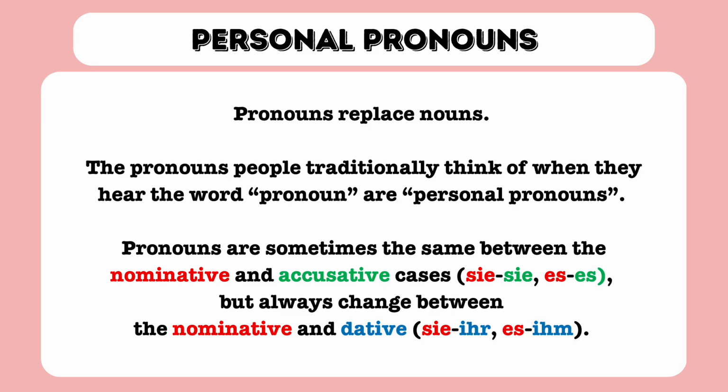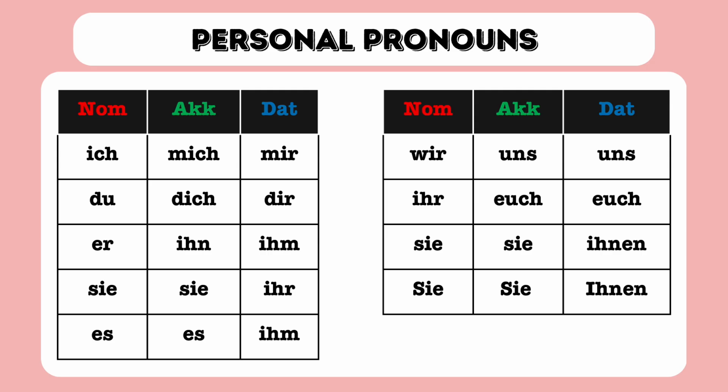Sometimes these things are the same between nominative and accusative, such as sie, which remains sie in the nominative and accusative cases. But every single one of them will change between the nominative and the dative. So for instance, sie in the nominative becomes ihr in the dative. Let's compare them in the chart on the next page. This is a full chart of the personal pronouns.